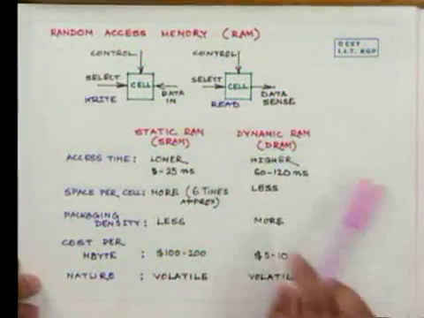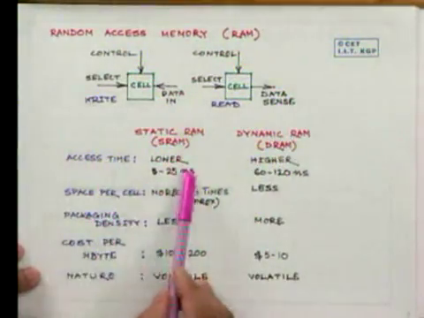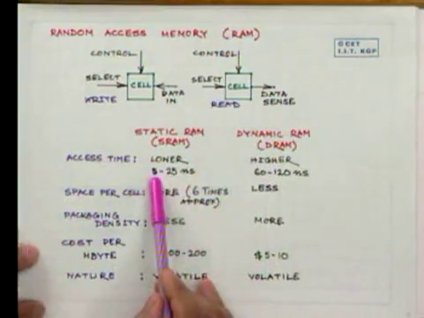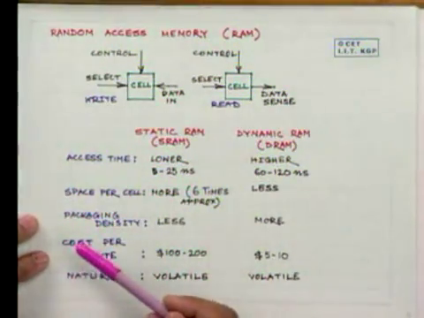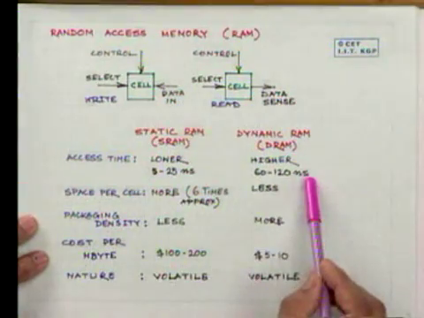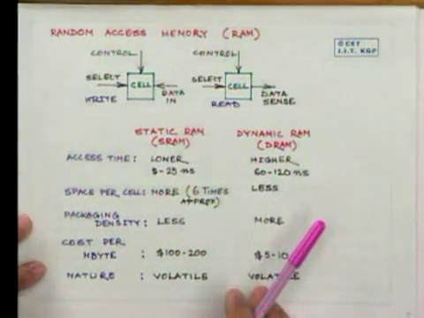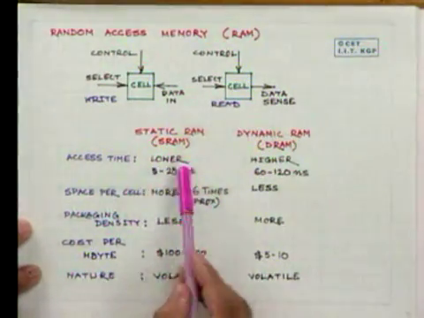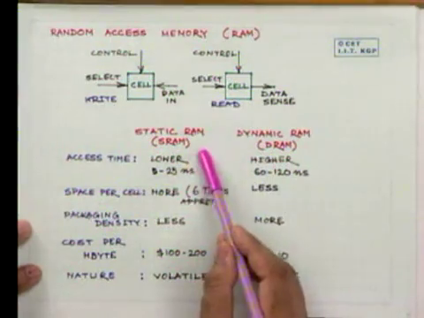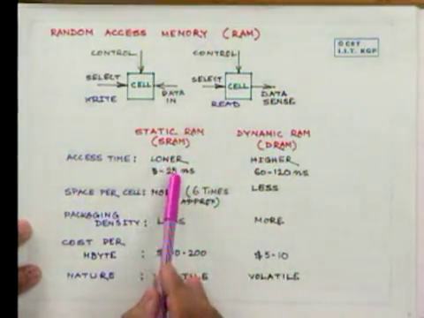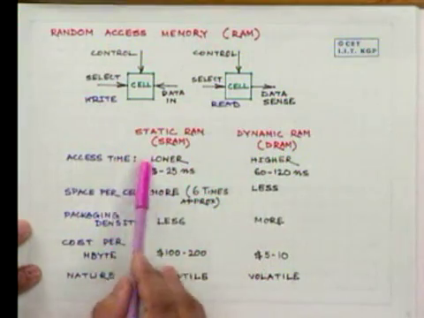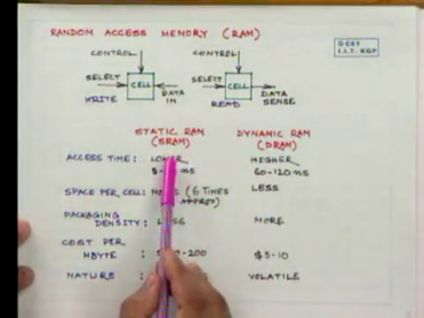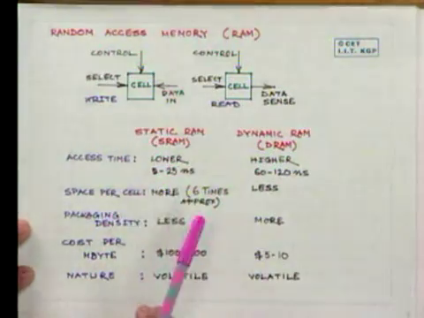Now let us see some of the characteristics of the static RAM as well as the dynamic RAM. The access time in the case of a static RAM is lower. It is 5 to 25 nanoseconds, and in the case of a dynamic RAM, it is higher, 60 to 120 nanoseconds. Therefore, from the access time point of view, naturally people should choose static RAM. If a bipolar technology is used, the access time, that is the time to access a word from the RAM, is around 10 nanoseconds.